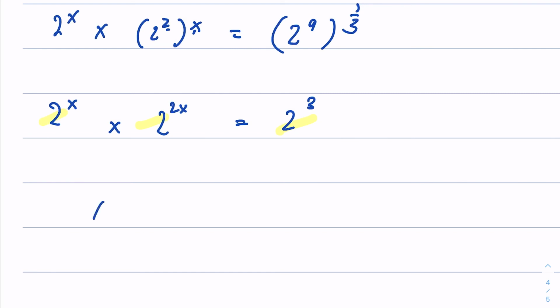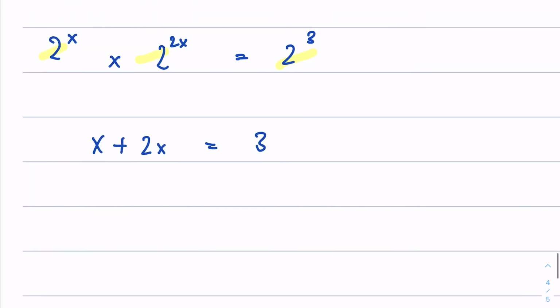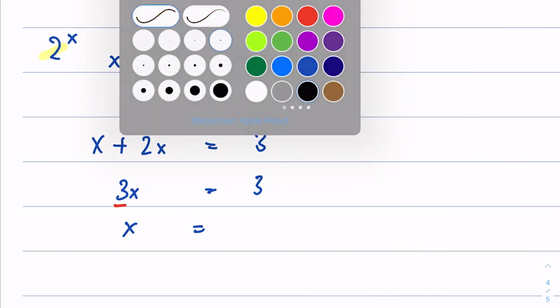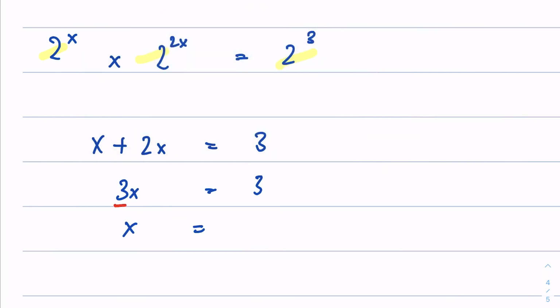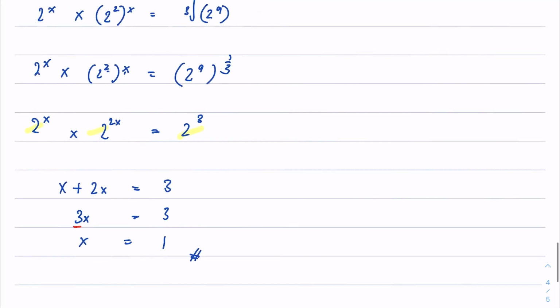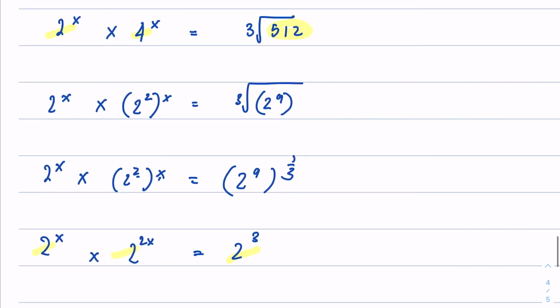So x plus 2x, there's an imaginary 1 over here because you don't really have to write it at the front. When it's 1, x plus 2x gives you 3x. 1 plus 2 equals 3x, and we have 3. And we know 3 divided by 3 gives you 1. And that is how you make use of different types of indices laws for you to solve different questions. Thank you.